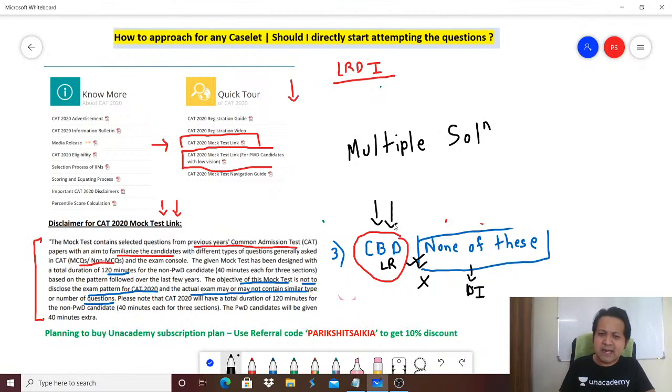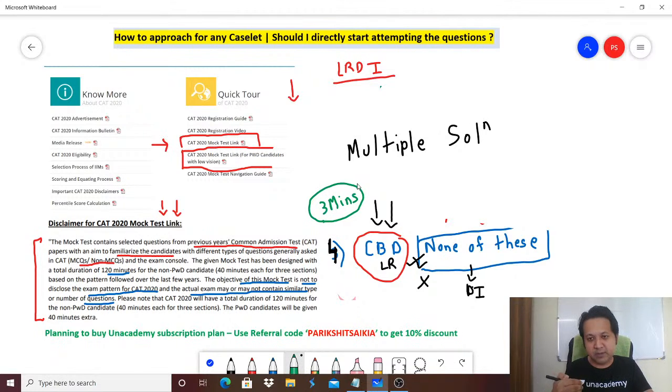On the contrary, let's say question number 4 of a LR caselet has a cannot be determined. Okay, there are 4 questions. The last question has a cannot be determined. Now, obviously, what will happen? You need to go back and check, is there another solution possible? Now, at this point, think about it. You might take 3 minutes to check if there is another arrangement possible, and on the contrary, you can spend this 3 minutes in another set.